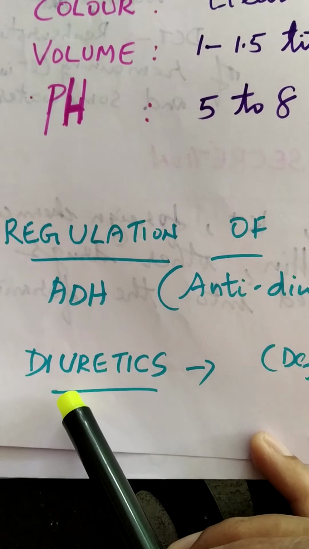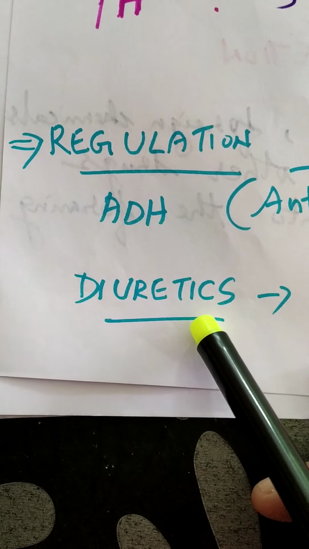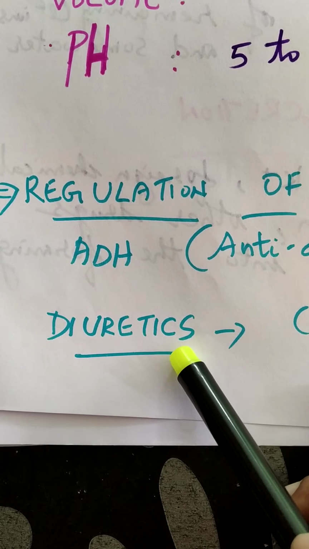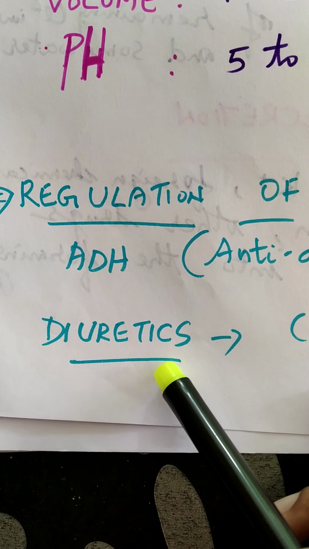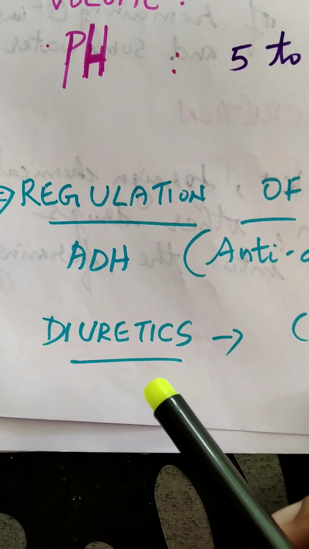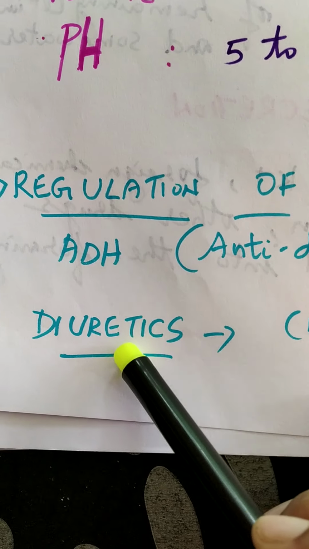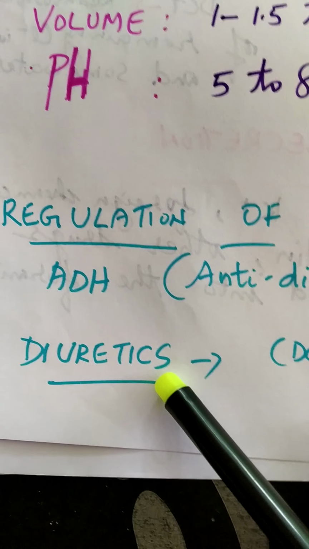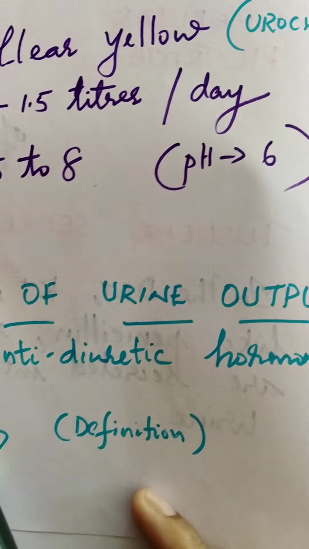Now, there are certain substances which increase the production of urine. Such substances we call diuretics. Diuretics are substances that increase the production of urine, and the condition we call diuresis. Increased production of urine is known as diuresis, and the substances that increase the production of urine we call diuretics. Especially tea, coffee, almost all the beverages, they are examples of diuretics.